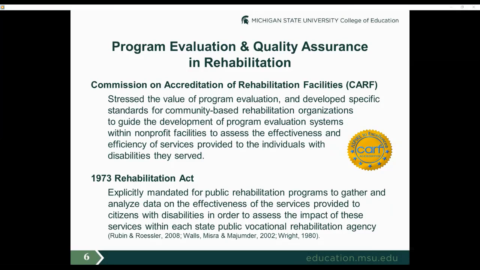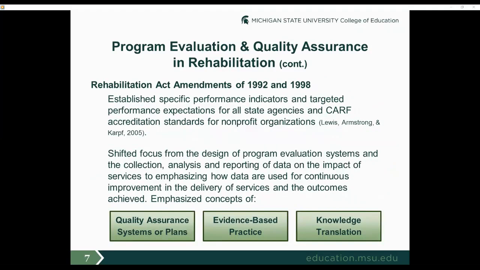In 1973, the public program's emphasis on program evaluation was even strengthened as we mandated programs to gather and analyze data on the effectiveness of services provided to citizens with disabilities in order to assess the impact of these services within each state vocational rehabilitation agency. A focus on program evaluation and quality assurance was further strengthened in the public program with the '92 and '98 amendments. Here we established some specific indicators and targeted performance expectations for all state agencies.